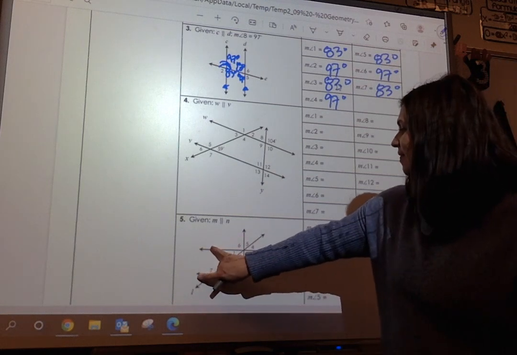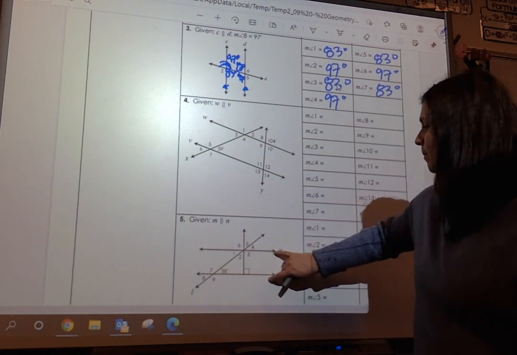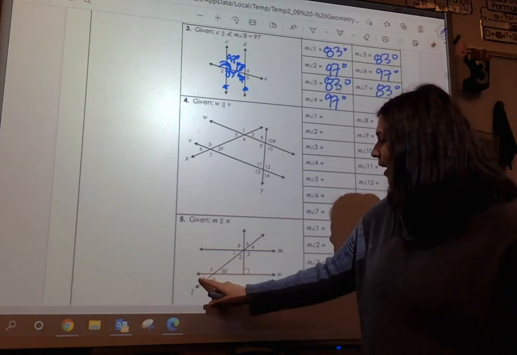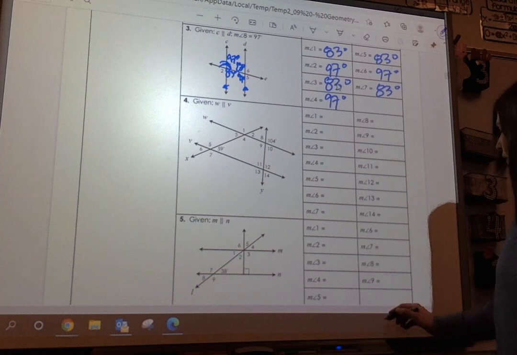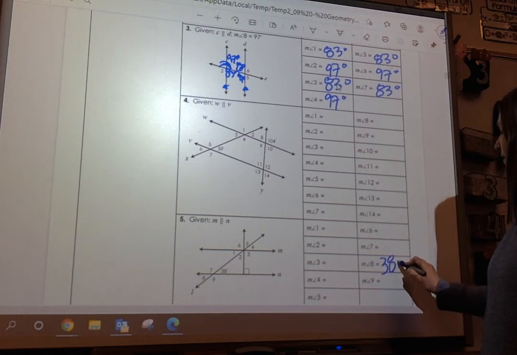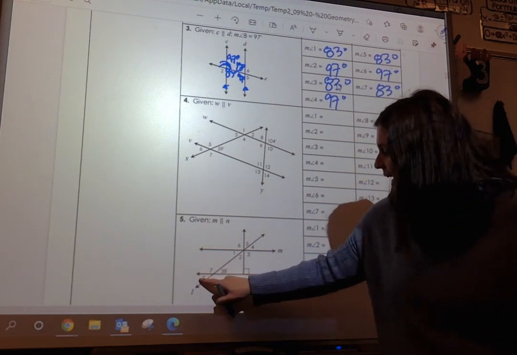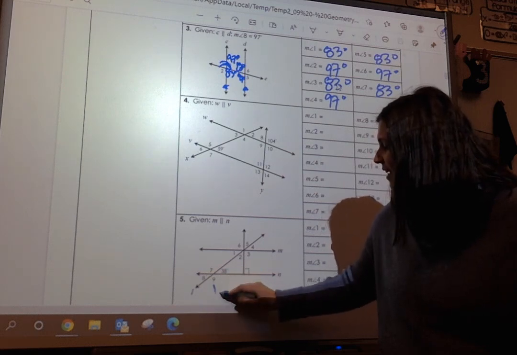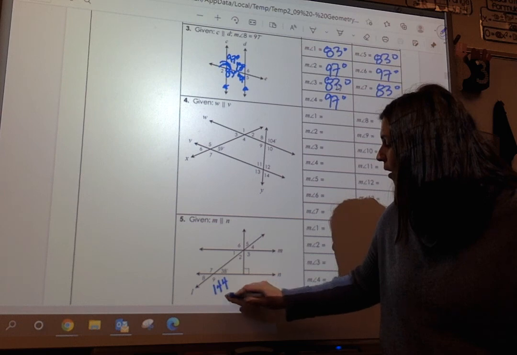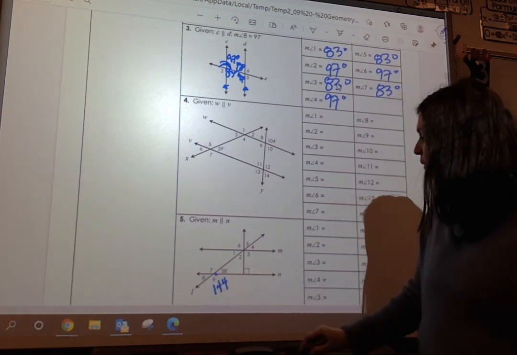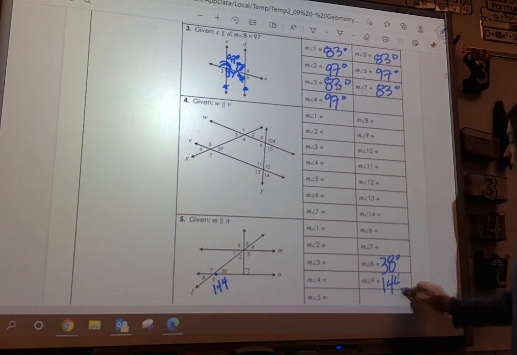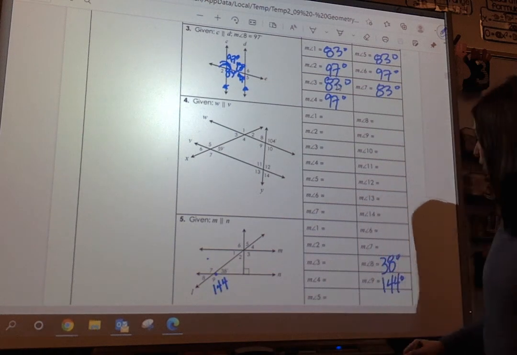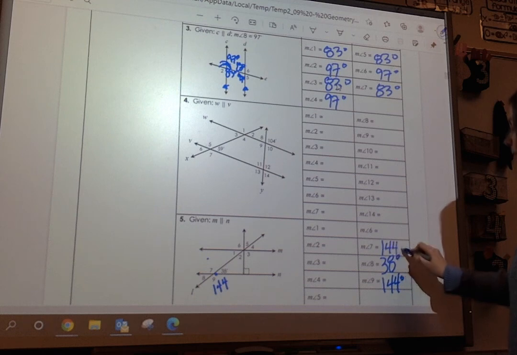All I know is that these guys are parallel to each other. M is parallel to N. So let's take a look at what I know. 38 and angle 8. These guys are vertical, so angle 8 is going to be 38 degrees. I know that 8 and 9 are supplementary. So if this is 38, this has to be 144. Angle 9 has to be 144 because they're supplementary. And 9 and 7 are vertical. So if 9 is 144, 7 is 144.